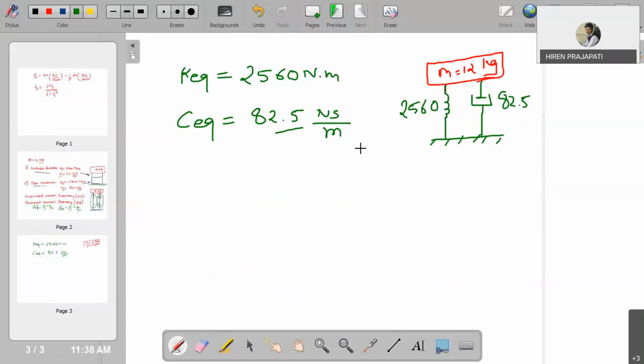Now for a single spring mass damper system, what is the equation of natural frequency in radian per second? Janish, will you tell? What is the equation of natural frequency in radian per second for a single spring mass system?